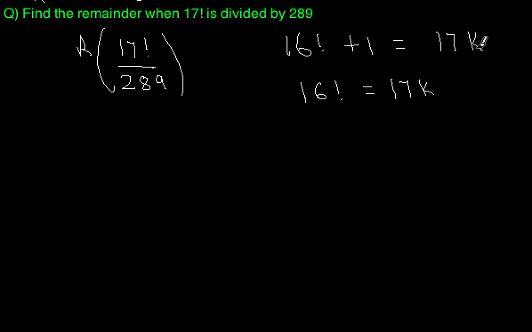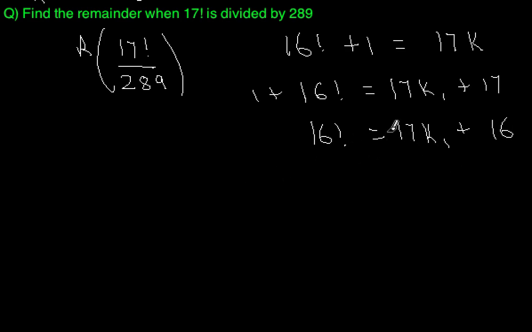I'll show one more step here. 1 plus 16 factorial is 17k1 plus 17, where I have just put k equal to k1 plus 1, and k1 is some other integer. So 16 factorial is 17k1 plus 16, where k1 is some integer.